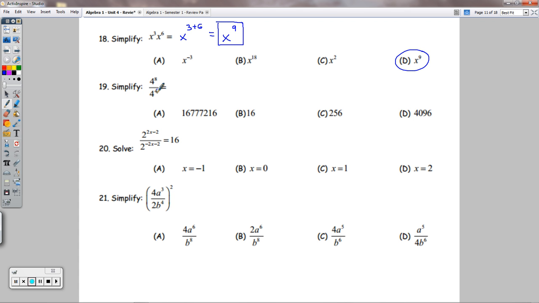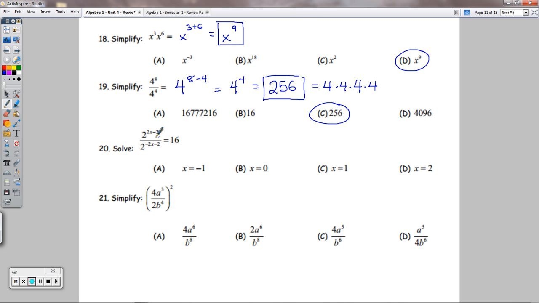If you're dividing things with the same base and powers, we can subtract those exponents. So this would be 4 to the 4th power, and 4 to the 4th power would be 16 times 4 more, 64 times 4 more, 256. So this is, remember, the same thing as saying 4 times 4 times 4 times 4. So that is choice C on that one.